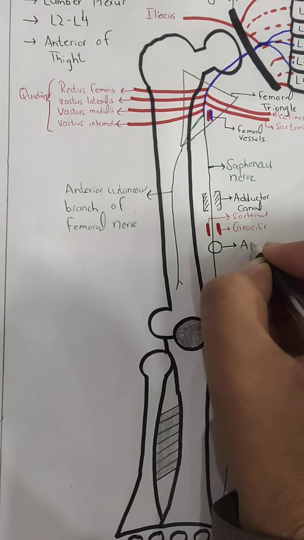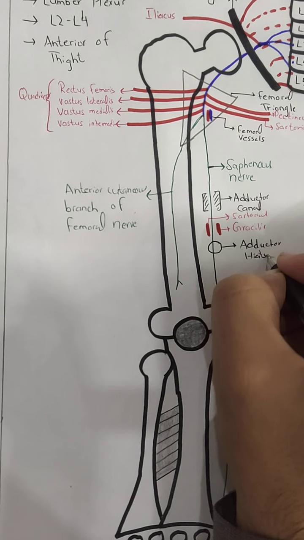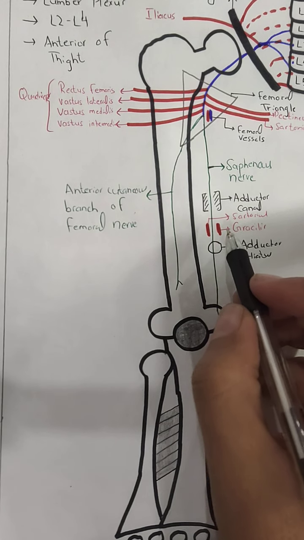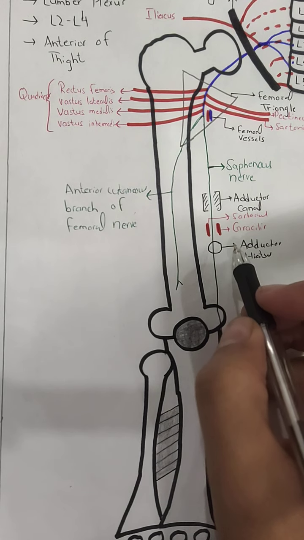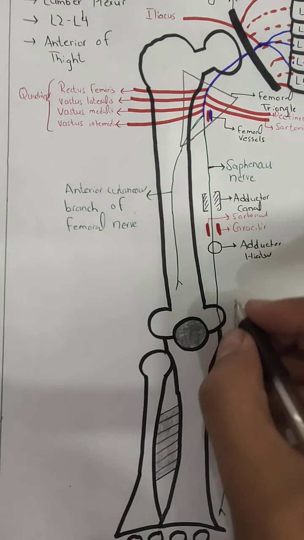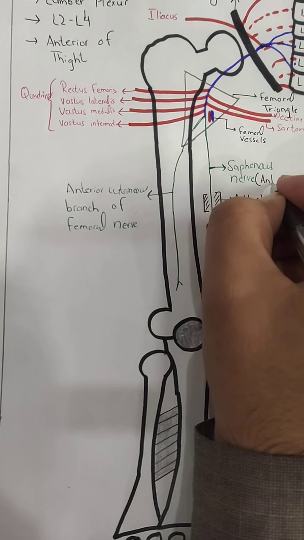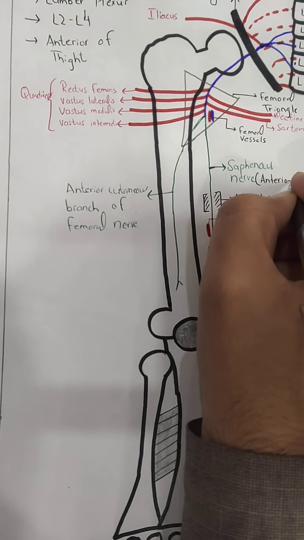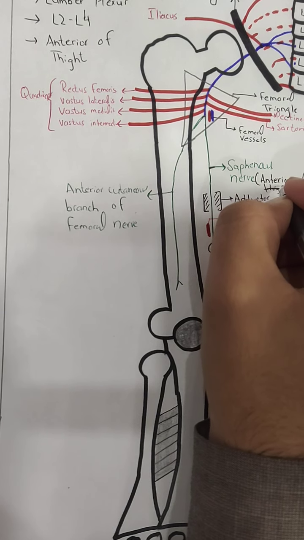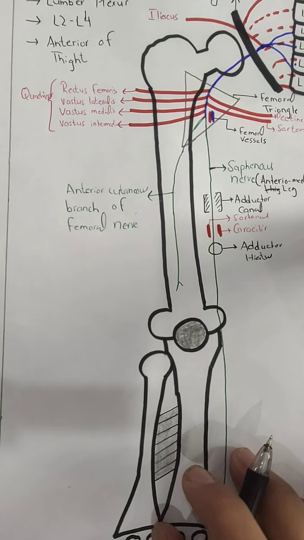This will be the adductor hiatus, and the saphenous nerve will traverse the adductor hiatus by passing between the sartorius and the gracilis muscle. Now it will become superficial, and then it will continue as the saphenous nerve, and it will supply the anterior medial leg. It will supply the anterior and the medial regions of the leg.